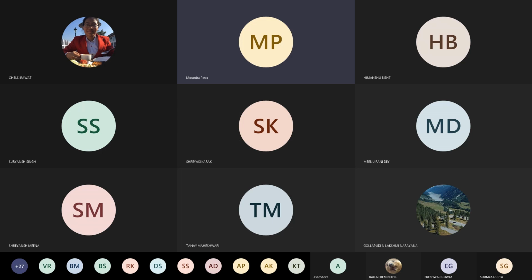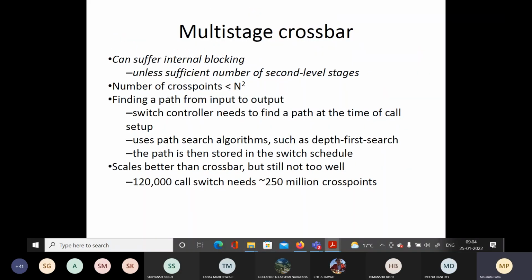All right. So yesterday's class we had talked about multi-stage crossbar switches, and we had also talked about simple crossbar switches.